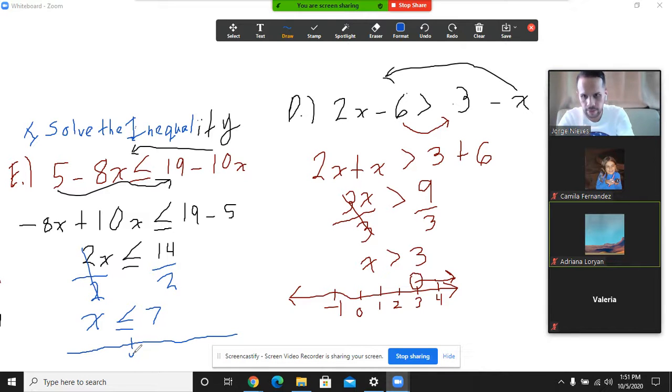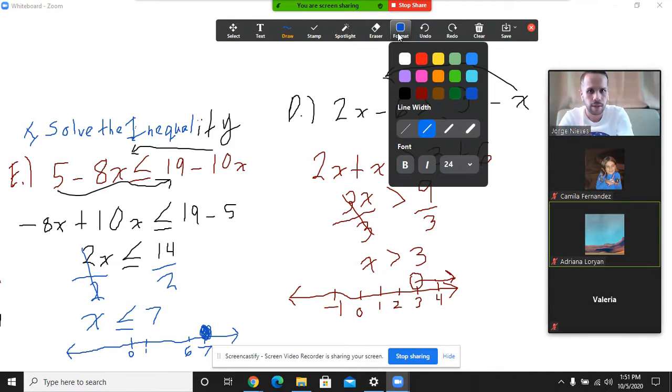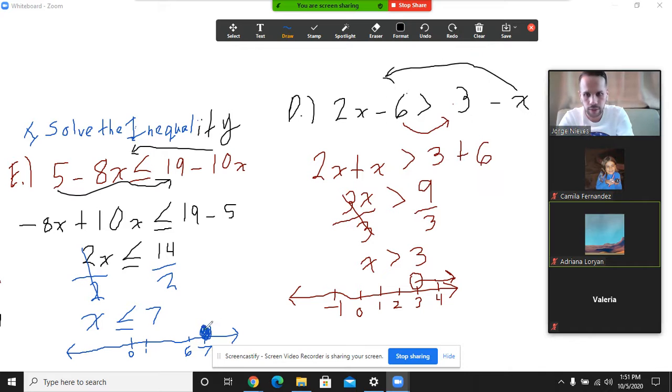You have to make the number line as well as possible. Mine is all crooked. Okay, so 7 is included in this problem, and we're going to the left side because the numbers are less than or equal to 7. So it's going to be 6, 5, 4, 3, 2, 1. So it will be to the left. Something like this.